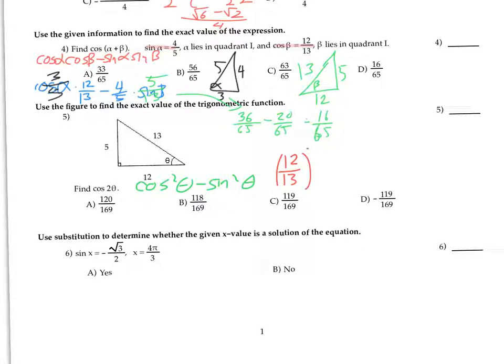So cosine squared is going to be, well, cosine is 12 over 13, so I'm going to square that. Sine is going to be 5 over 13, I'm going to square that. I have 144 minus 25 all over 169. That sounds like 119 to me, the positive version, which means that we got C as our answer.